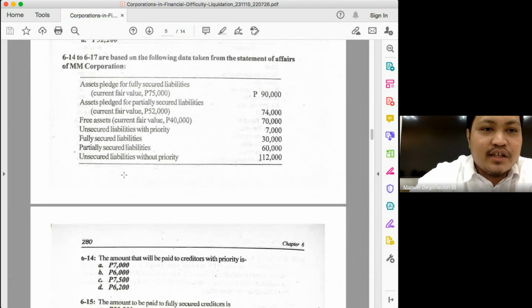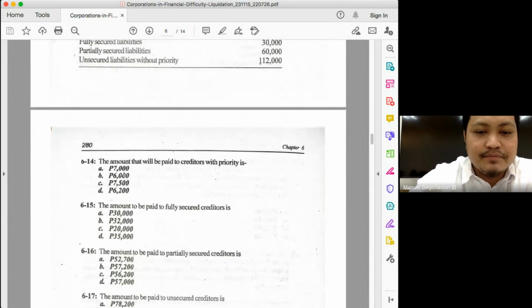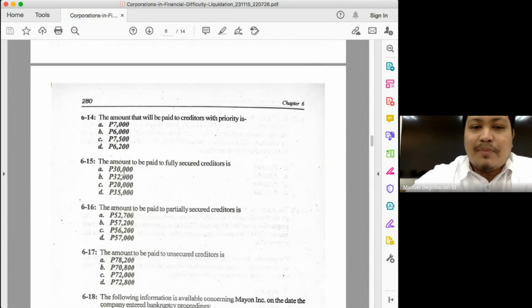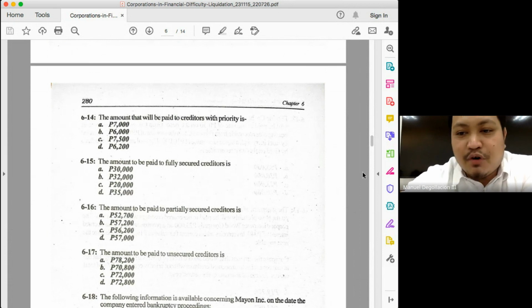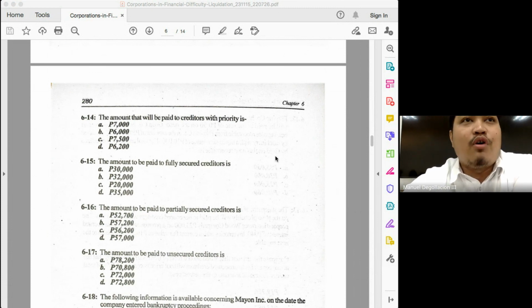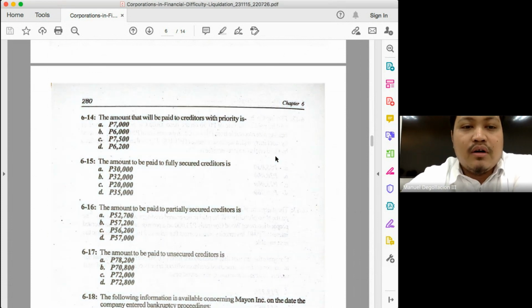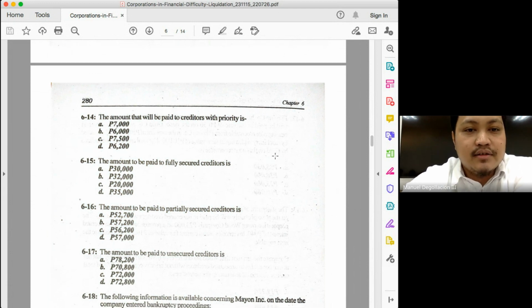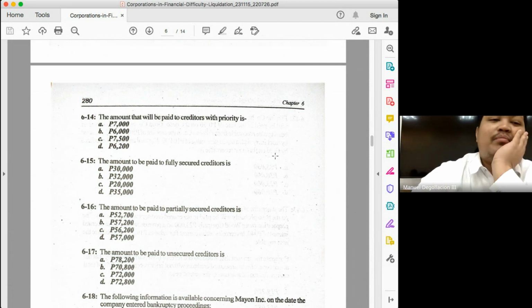Let's have 6-14 to 6-17. So basically, class, problems 6-14 to 6-17 are asking you the four common questions for corporate liquidation problems, class. Okay? 6-14, what's the question in problem 6-14? What amount will be paid to creditors with priority.